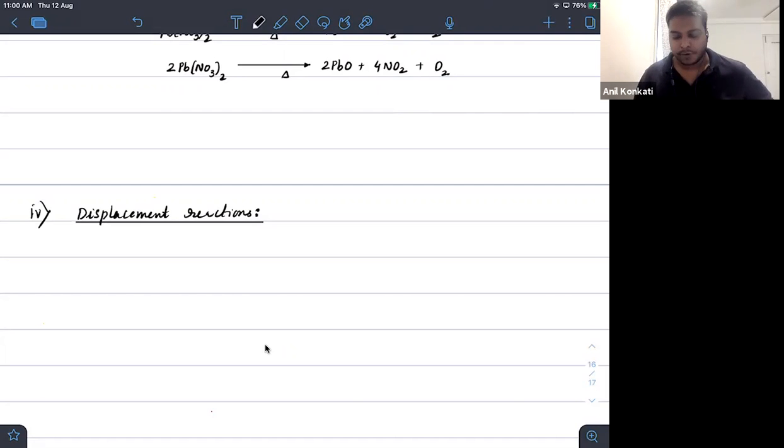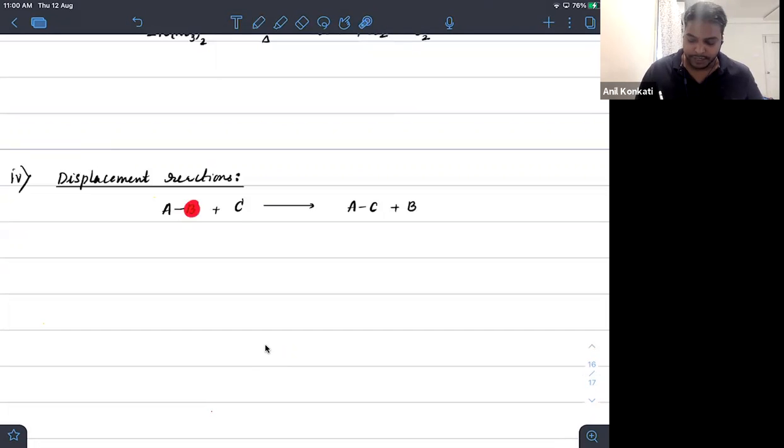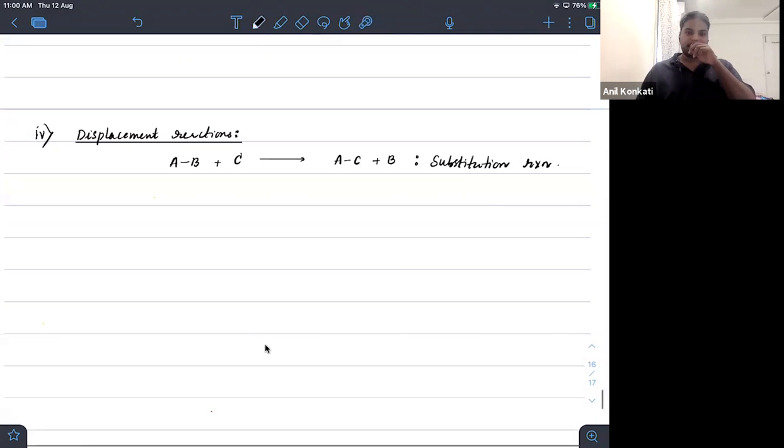Displacement reactions. Suppose we have a compound like AB and I'm treating it with C. What is happening here is that B is being replaced by C. If B is being replaced by C, we say C has displaced it. This type of displacement reaction is also called a substitution reaction.